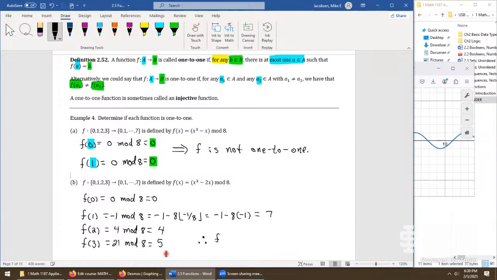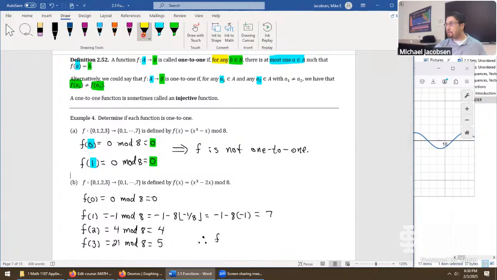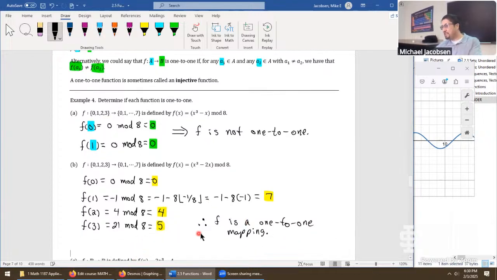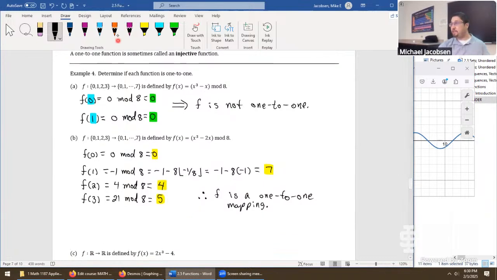One-to-one. Absolutely. Good call, Dinesh. Because all of the outputs, which are 0, 7, 4, and 5, they're all distinct. That means this never occurred where we map this to the same value when the inputs were distinct. We'll say, therefore, f is a 1-to-1 mapping. Don't know where onto came on there, but now that I mentioned onto, let's think about that as well. Was it an onto mapping?